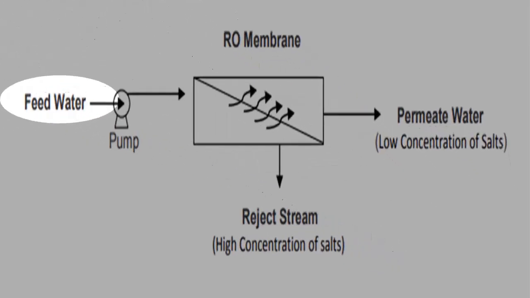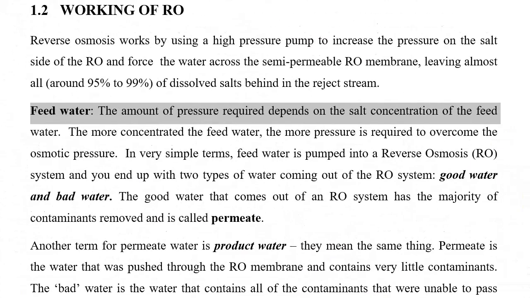Another term we have to understand is feed water. Feed water is the water that we feed into the system to get the pure water. The amount of pressure we need to apply depends upon the salt concentration of the feed water. If there is more salt content in the feed water, we should apply more pressure to overcome the osmotic pressure. If the water has less salt content, then we require less pressure. That is a fact.